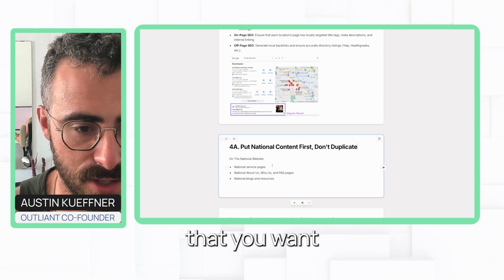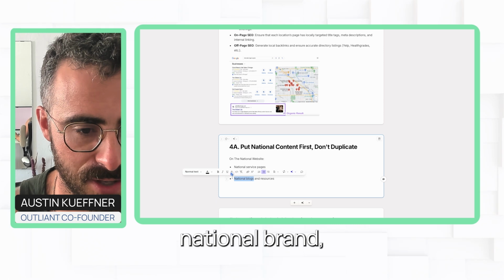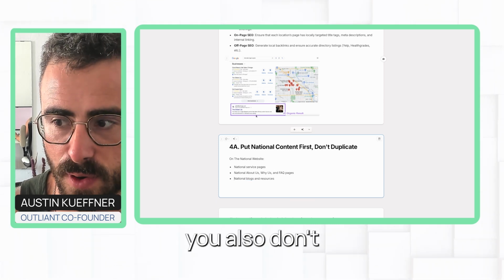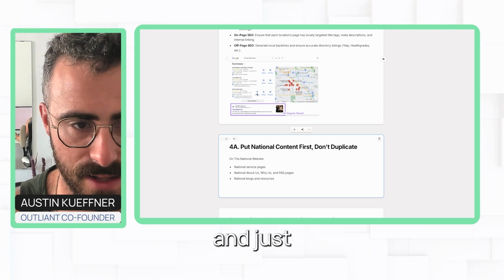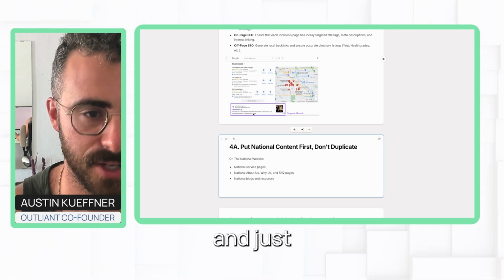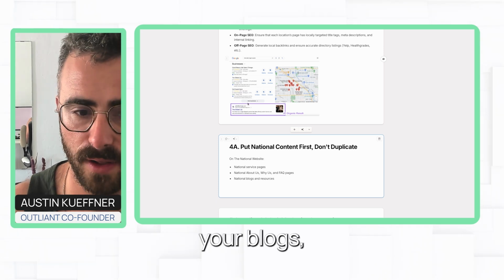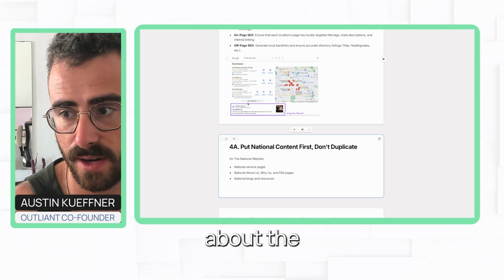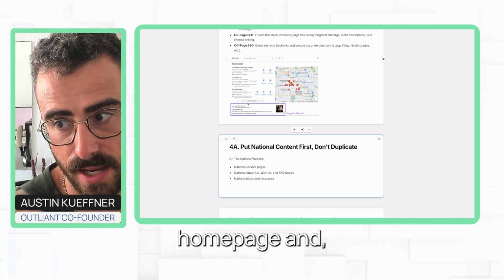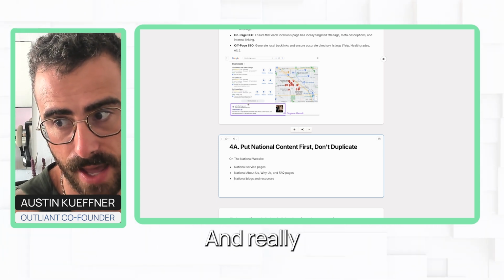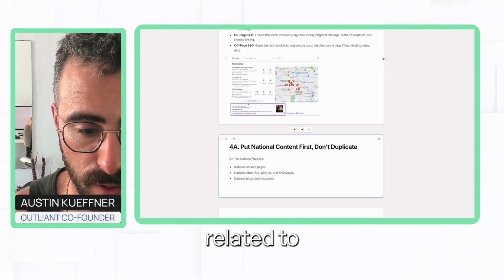And the other thing that you want to make sure of is that if you have a blog article for the national brand, you also don't want to rewrite that blog article and just associate it with the local brand, right? So all of your blogs, all of the information about the national brand goes on the national brand homepage and website structure. And really the only thing that should be on the local page is information related to each location.